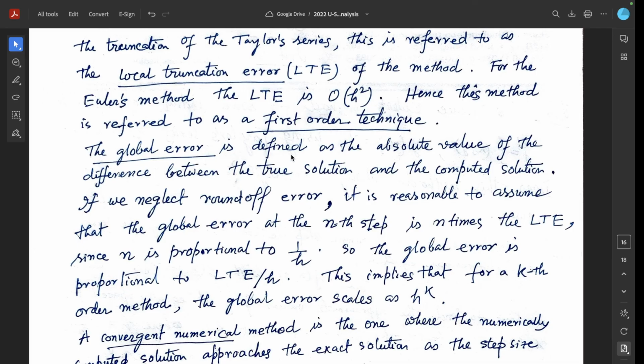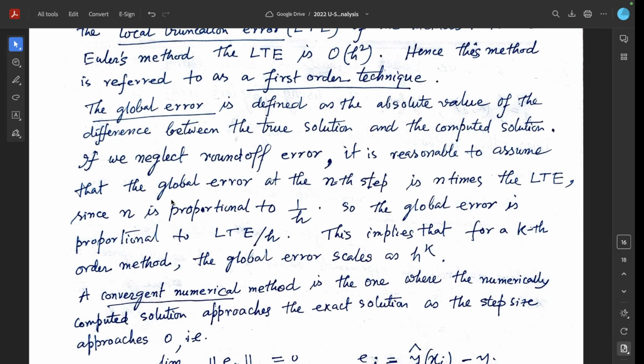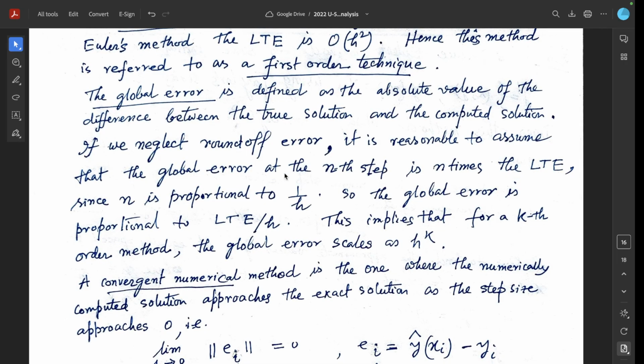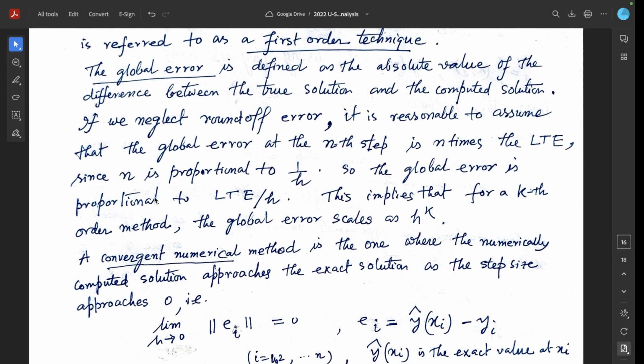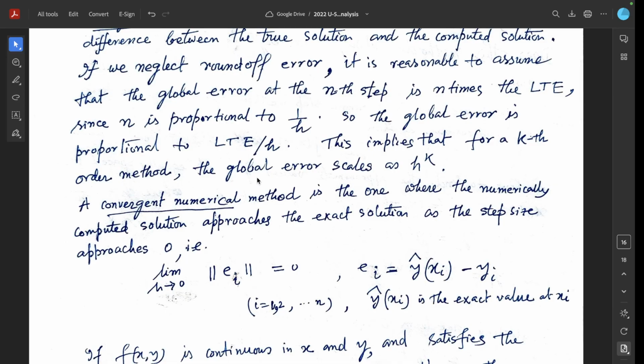The global error is defined as the absolute value of the difference between the true solution and the computed solution. If we neglect round off error, it is reasonable to assume that the global error at the nth step is n times the local truncation error, since n is proportional to 1 by h. So global error is proportional to LTE by h. This implies that for the kth order method, the global error scales as h to the power k. Euler's method is the first order method, so global error scales as h.